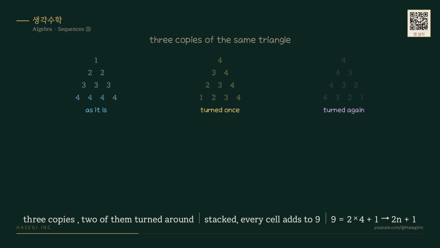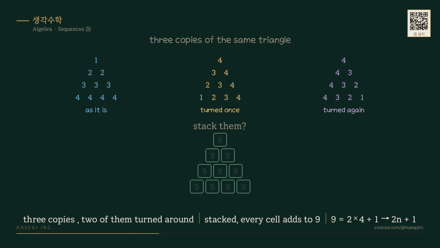Make 3 copies of that triangle and turn 2 of them around. Now lay all 3 on top of each other. What happens? In every single cell, the 3 numbers add up to 9. Top corner or bottom edge, there is no exception. And 9 is 2 times 4 plus 1, that is 2n plus 1.